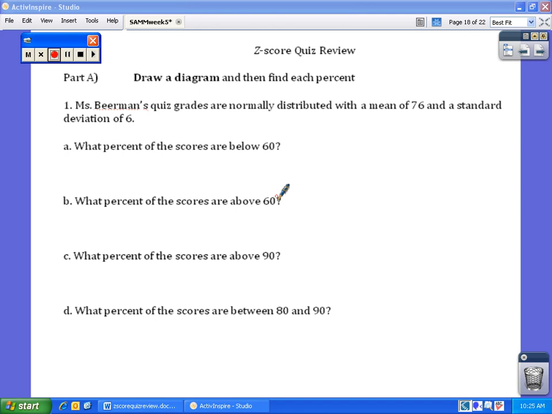Number 1, Ms. Bierman's quiz grades are normally distributed with a mean of 76 and a standard deviation of 6. What percent of the scores are below 60? The first thing I'm going to do is calculate the z-score.